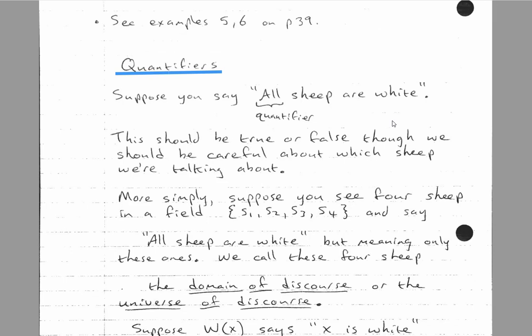Okay, next let's get into quantifiers. Suppose you say all sheep are white. So the quantifier here is all. You're saying something about sheep. They're all white. All of them are white.